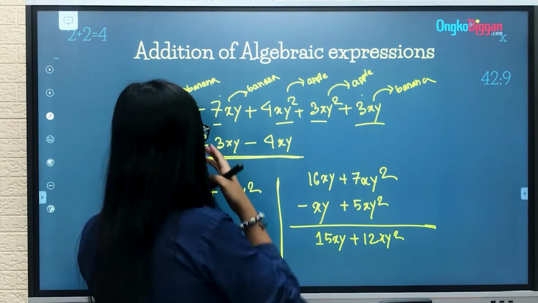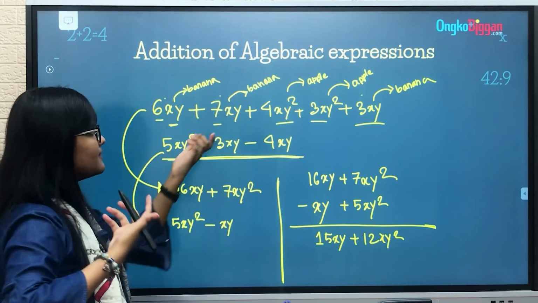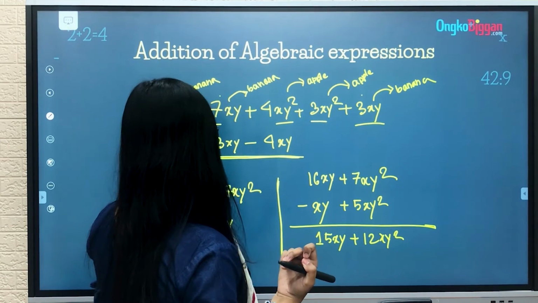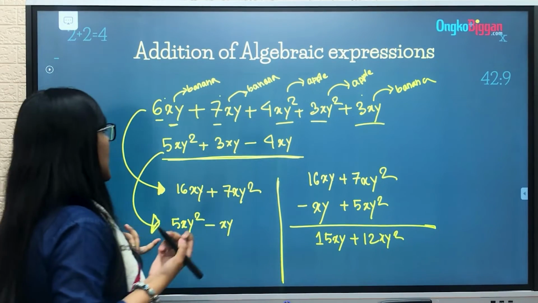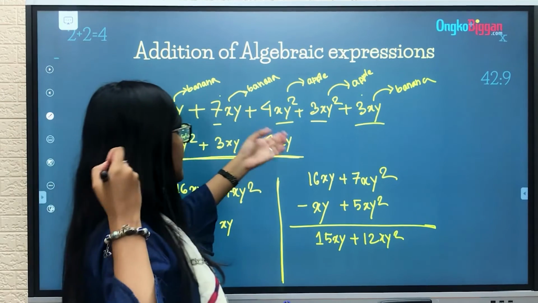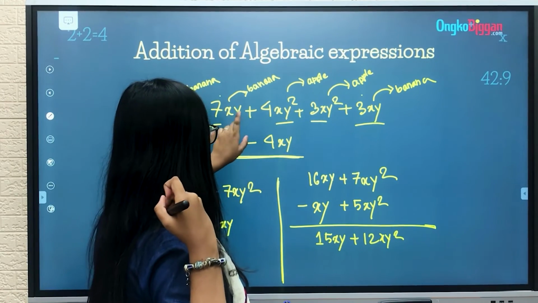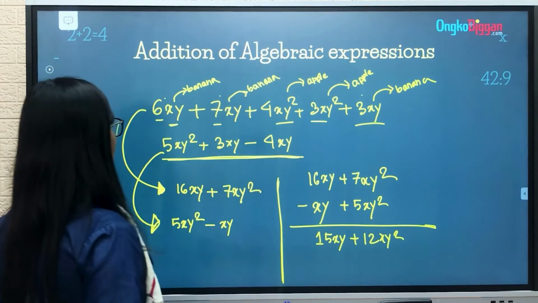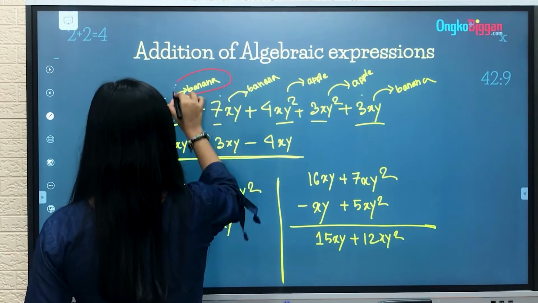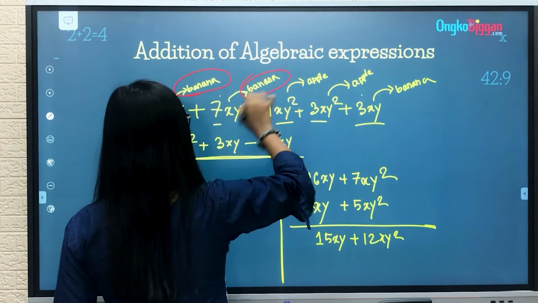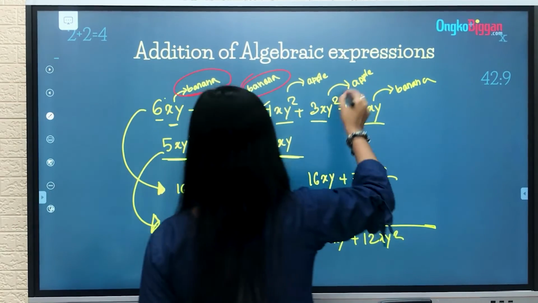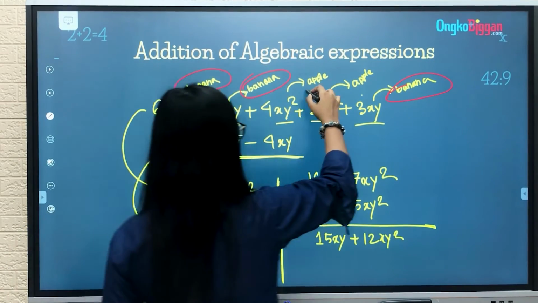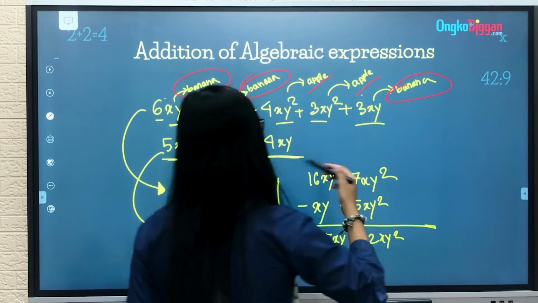So we can directly write, yes, I have 6 plus 7 plus 3. That means I actually have 9, I have 16 bananas, and I do have 4 plus 3, 7 apples.